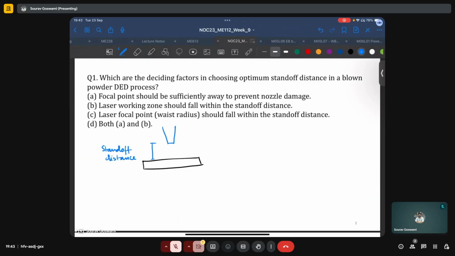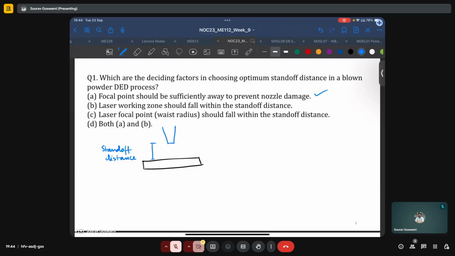Another way to think about this is that we saw how during deposition, if the process is not optimized or unstable, we can have regions of varying deposition heights. And so if the nozzle is very close to the substrate, it may even end up colliding with the irregular features. And so the focal point should be sufficiently away to prevent nozzle damage.